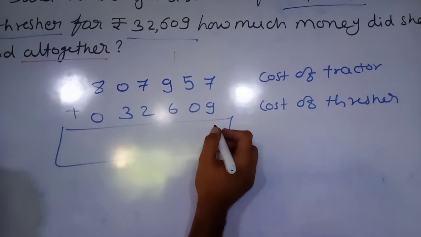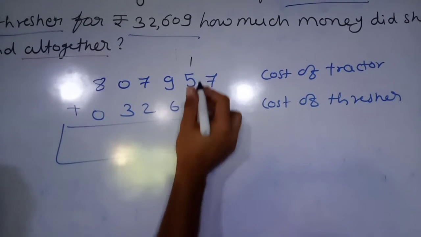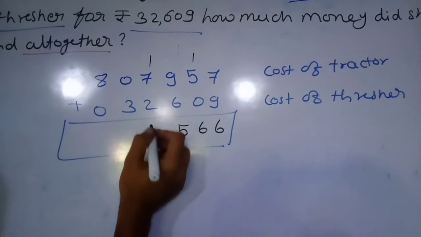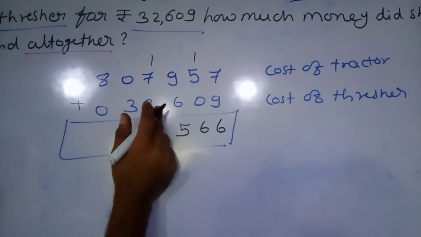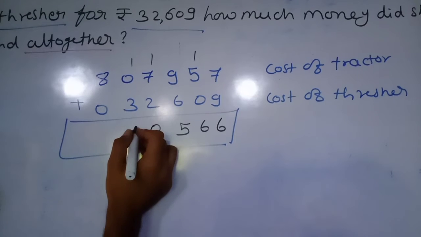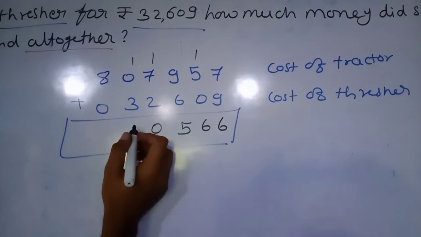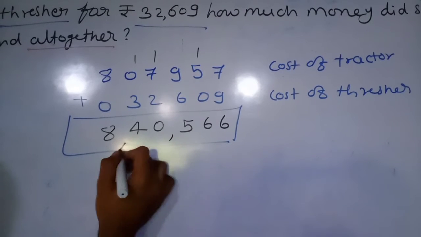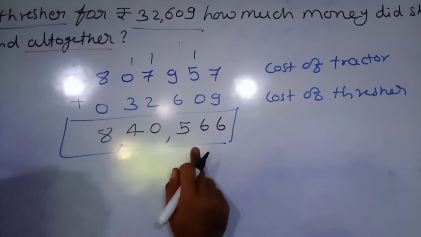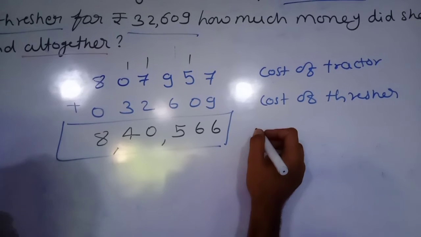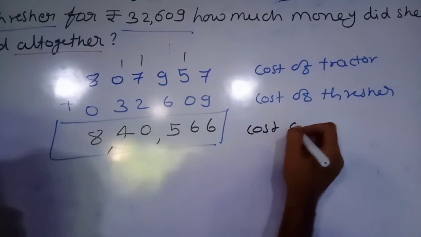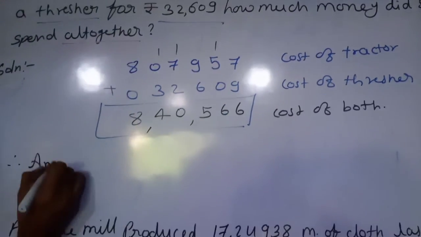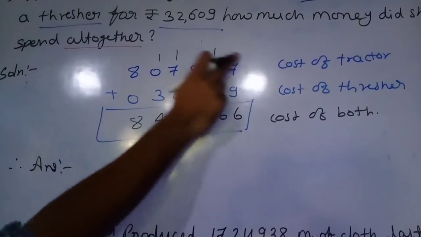7 plus 9, 16, 1 carry. 1 plus 5, 6. 9 plus 6, 15, 1 carry. 7 plus 1, 8 plus 2, 10, 1 carry. 0 plus 1, 1 plus 3, 4 and 8 plus 0, 8. We can say 8,40,566. Cost of both. Yes. Therefore the answer should be in the same language.